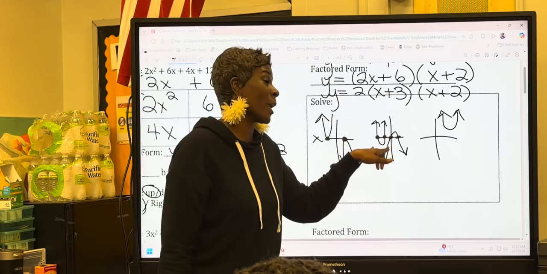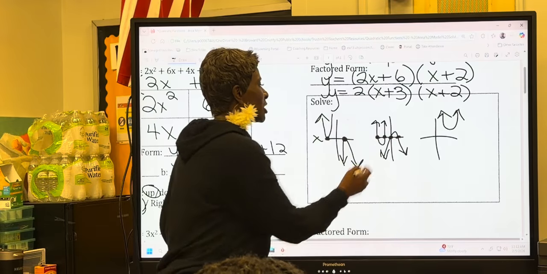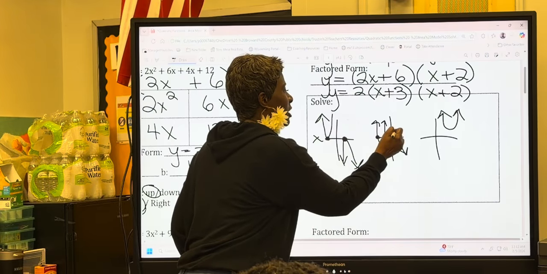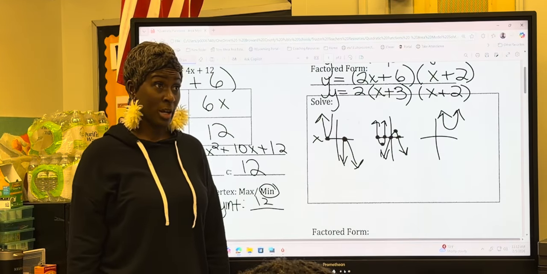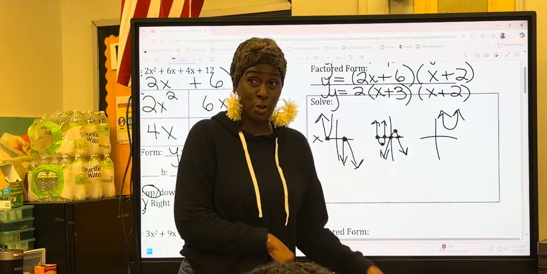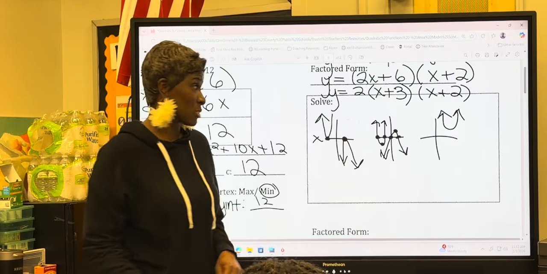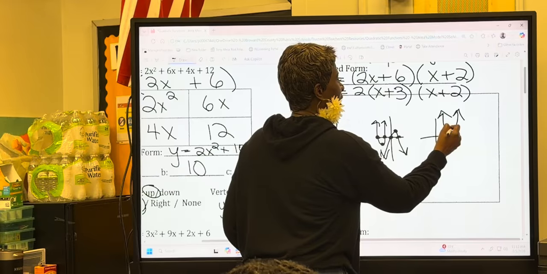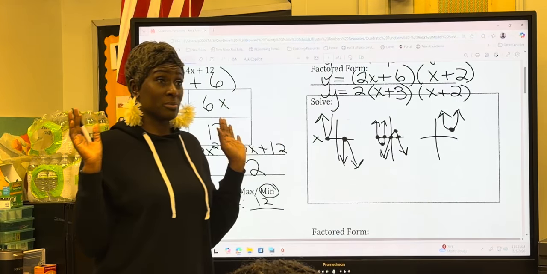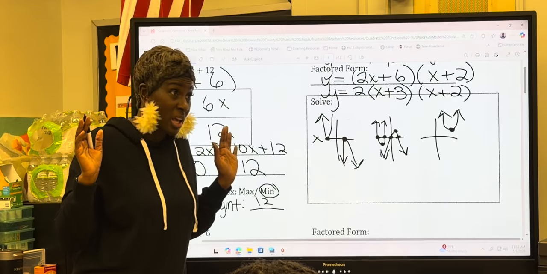Now, when you're here, you got two solutions. That is different from your vertex. This is your vertex. This is your vertex. Are y'all with me? Solutions aren't always vertexes. Or vertices, right? And then here, this is my vertex, but I have no solutions. Why? Because it never touched the x-axis.